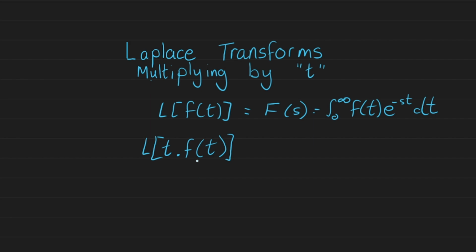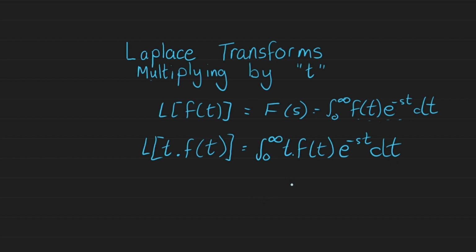So what would be a generic theorem or formula for this kind of scenario? Well, we just use the definition as we had done in the previous videos. We take the integral from 0 to infinity. We have our function of t. We multiply it by t because that's what we want. And of course, we include the rest of the definition, which is e to the minus st dt.